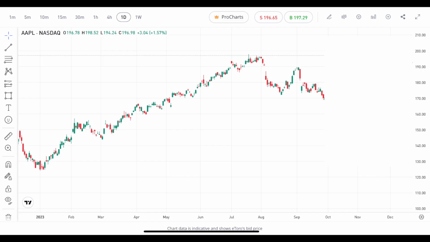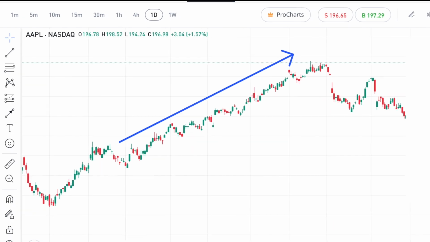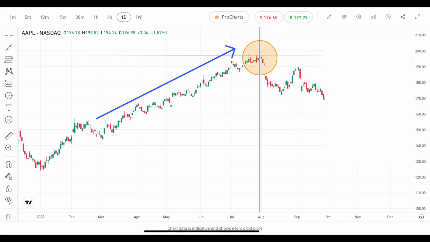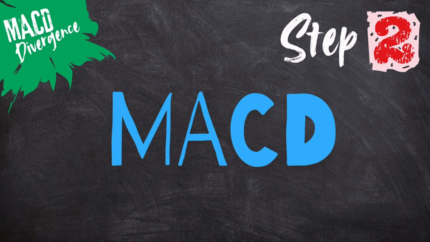Let's start by bringing up a clean daily chart for Apple stock. We can clearly see a bullish run that peaked near the mid of 23, but after that the price structure changed. It started forming lower lows where the market has already pushed lower. Now that we have established our first condition, we will start looking for MACD divergence.